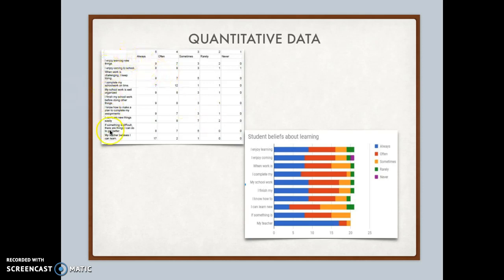So right here you can see the 10 questions that I asked on my Likert scale and the various scores. And then I put it into a bar graph that you can see here. And you can see that generally speaking, the students enjoy learning. They enjoy coming to school almost always or often. The one question that was a little less balanced was "I can learn new things easily," with "I know how to make a plan, how to complete my assignments" also an area of need.